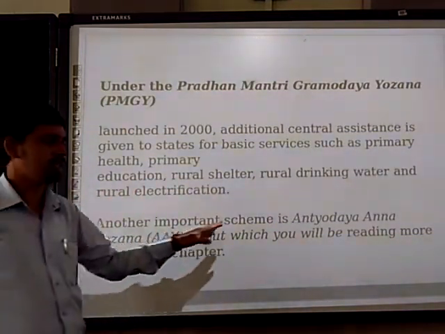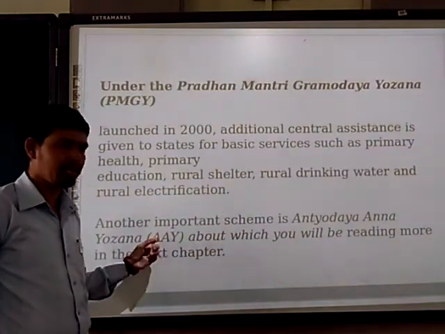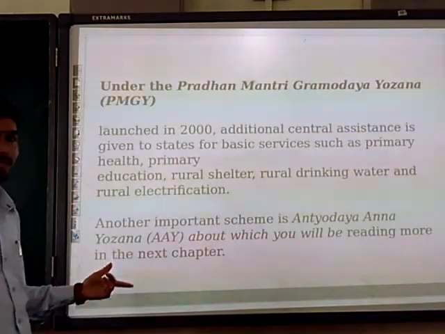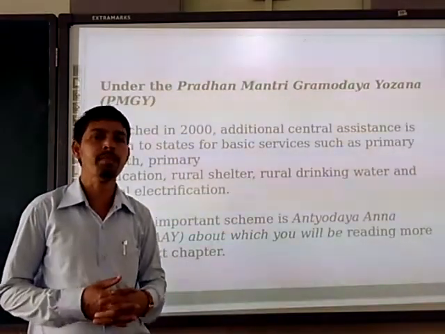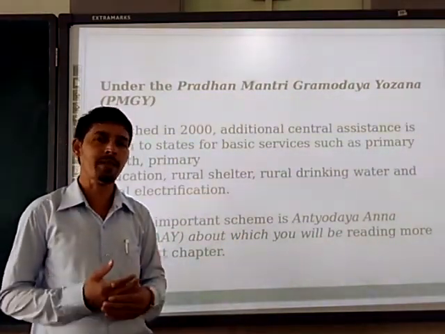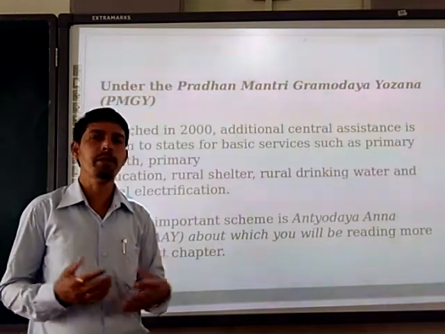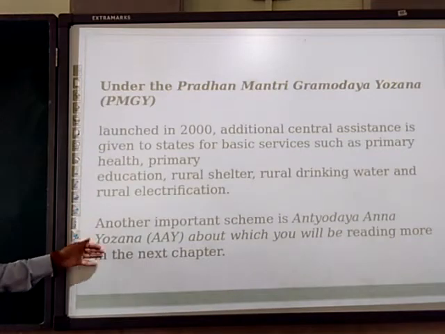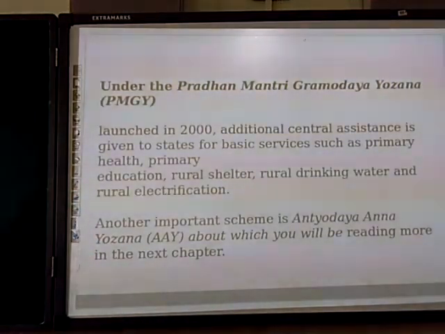Another important scheme is the Antyodaya Anna Yojana, that is AAY. We are going to read about the scheme in the next chapter, that is Food Security in India. But for your kind information, that chapter has been reduced by the CBSE because of the COVID-19 situation. So we are ending here with all the schemes, and after that we are going to see the challenges ahead.